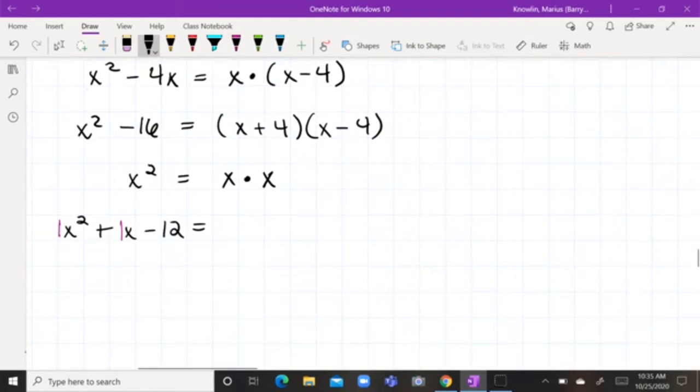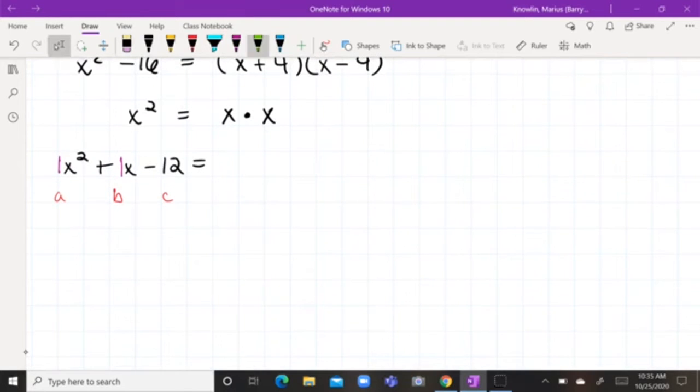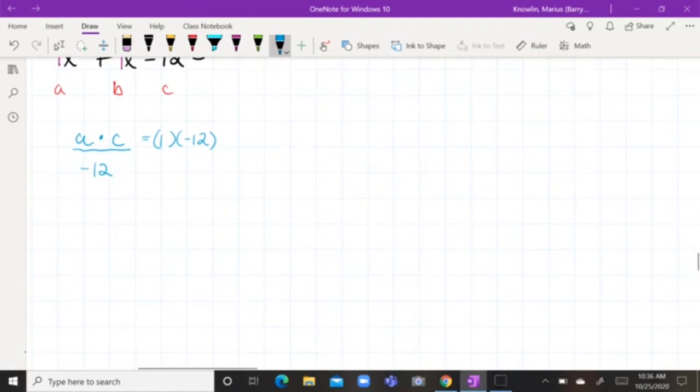Now for the last one, this trinomial. This is one method I'm about to show that pretty much works whether a right here is equal to 1, or whether it's greater than 1. This method will work both ways. So what we want to do is multiply a times c. In this case, a times c, which is positive 1 times negative 12, equals negative 12, and then we need to factor it.